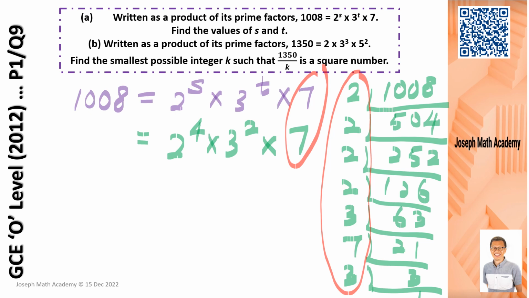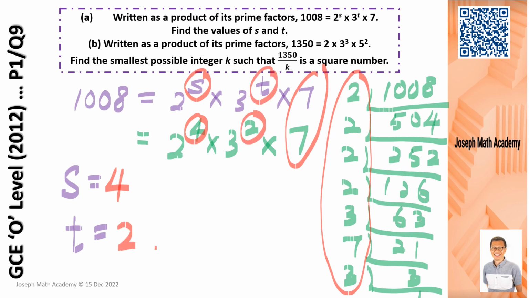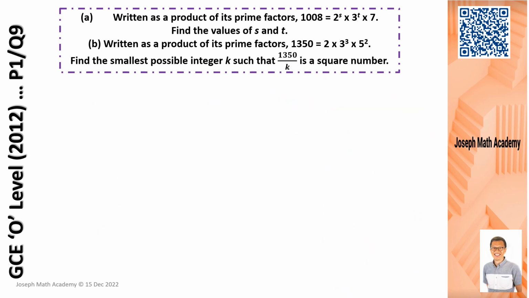Okay, so now what is the value of s? It's very obvious. s is 4. And what is the value of t? Also very obvious. t is 2. So A is done. Okay, all right. Next slide, we will talk about part B. Written as a product of its prime factors, 1350 is 2 times 3 cubed times 5 squared. Okay, let me copy this down.